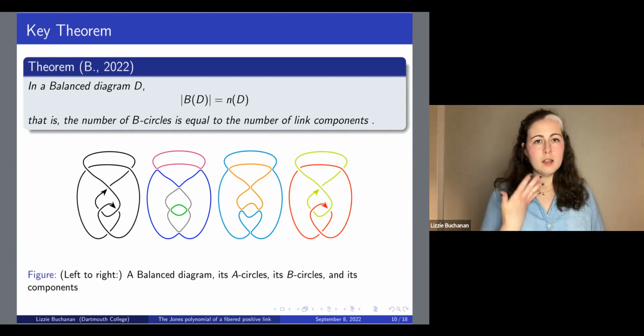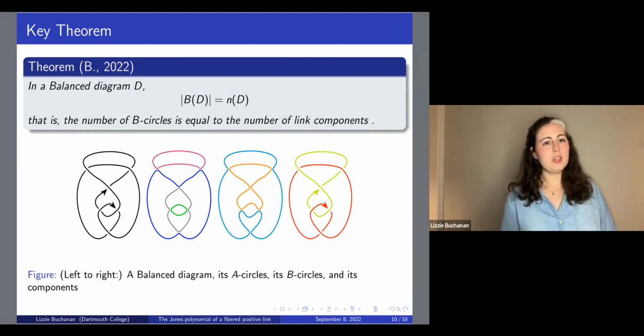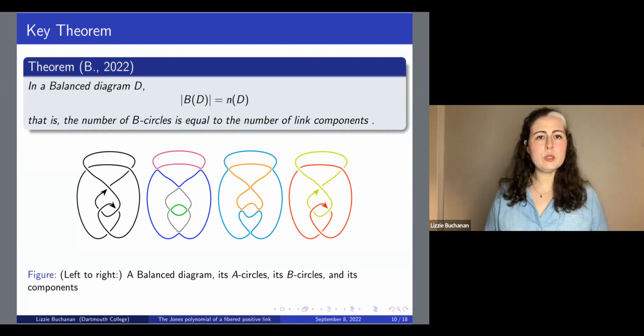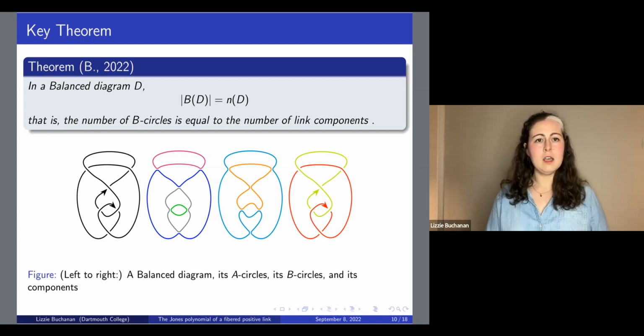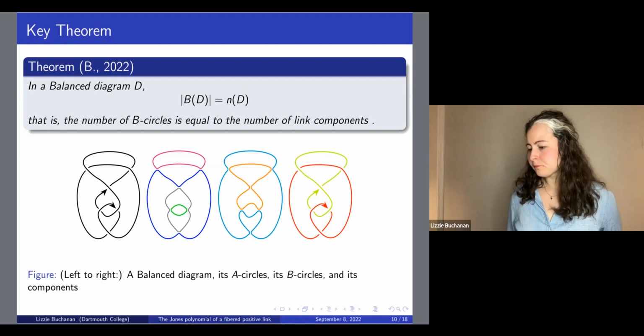So here we have a link diagram, then drawn the A circles. Then the third picture shows the B circles. And then in the last, I've just colored in the link components. And as you can see, the number of B circles is equal to the number of link components.